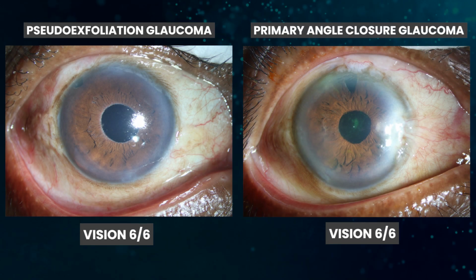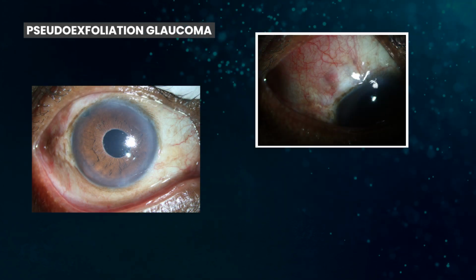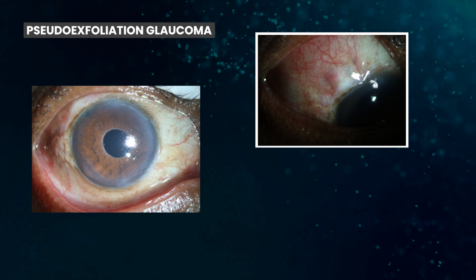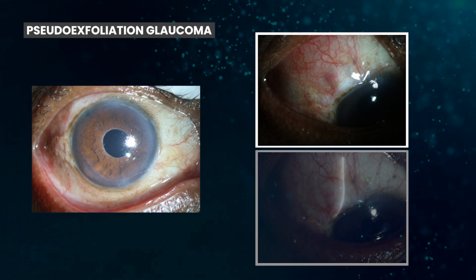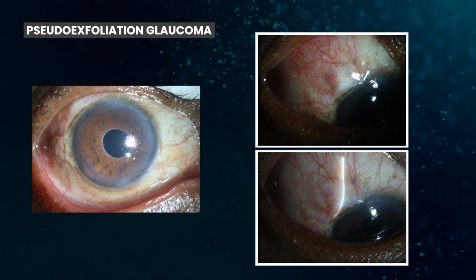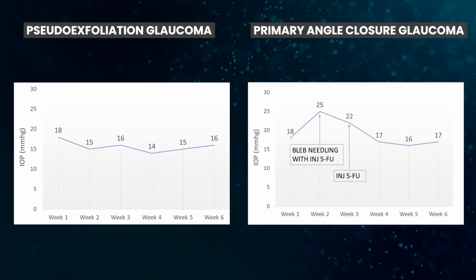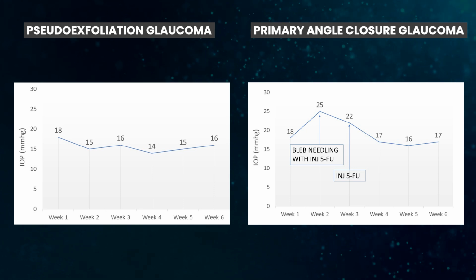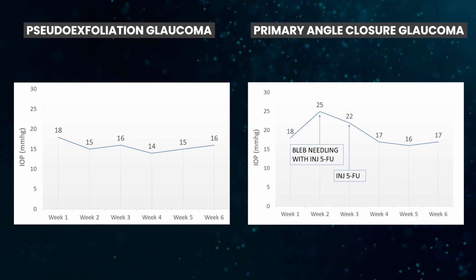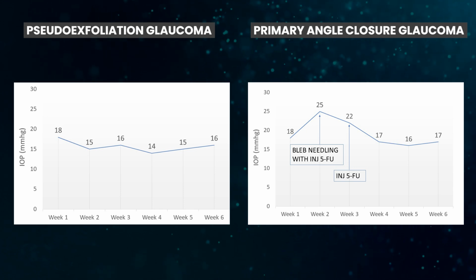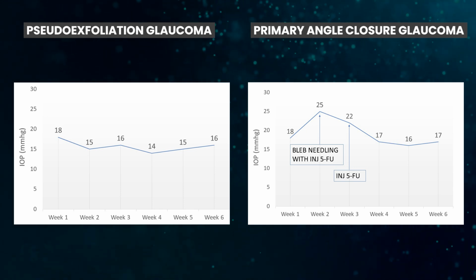On the first post-operative day, although both these eyes had a vision of 6 by 6, the stories of their blebs were quite different. The eye with pseudoexfoliation glaucoma had a mild increase in bleb vascularity, which resolved with intensive topical steroid application for 2 weeks, and the IOP was maintained. In contrast, the angle closure glaucoma eye had increased post-op inflammation and a secondary rise in IOP. This required bleb needling and 5FU injections for IOP control.